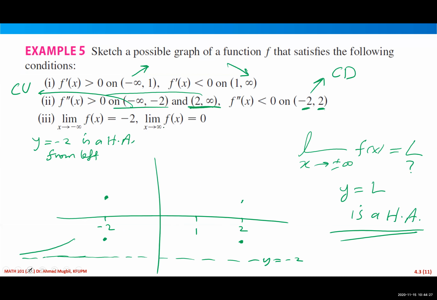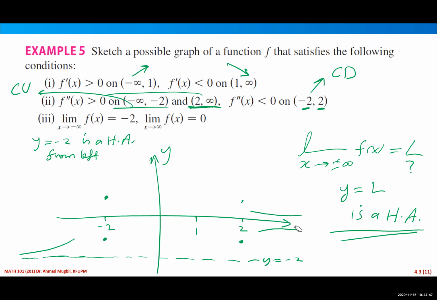Now also we have the limit of the function as x goes to infinity, and it is 0. This means that the graph will do this. Eventually at infinity it will approach the x-axis, since y equals 0 is the x-axis. So now we can start doing like this.